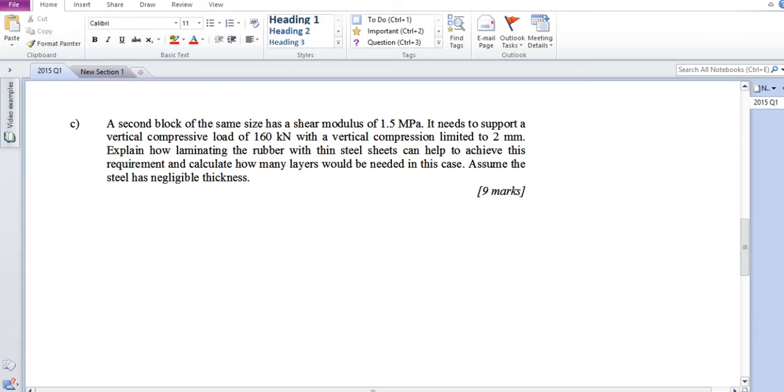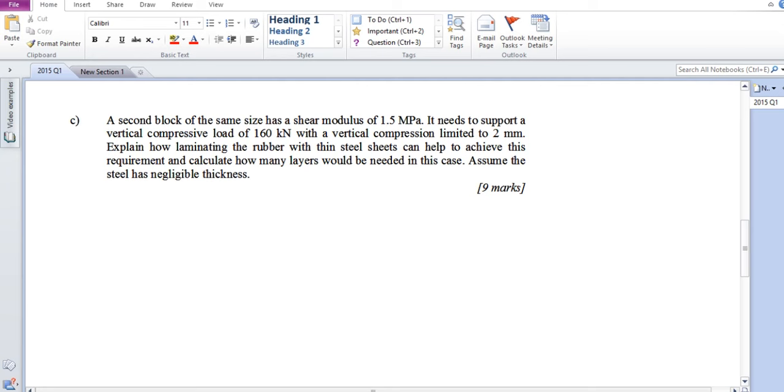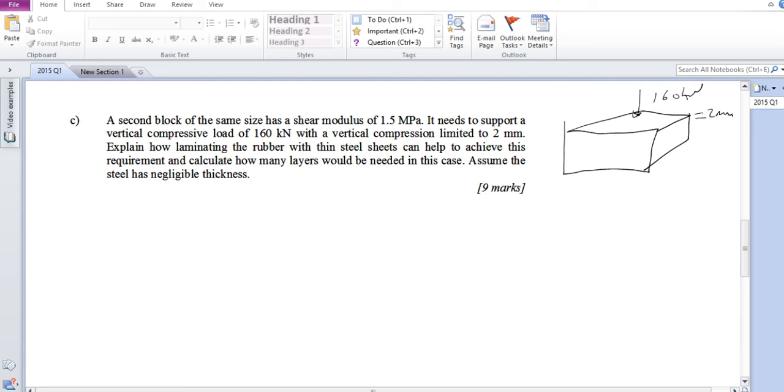The third part is about vertical compression. It says a second block, same size but with a different shear modulus, just in case you hadn't calculated a shear modulus in the first part, so you're not relying on a value from the first part. In this case it's supporting a vertical compression load of 160 kilonewtons, and the limit on the compressive displacement is 2 millimeters. So we have a compressive load of 160 kilonewtons and it needs to compress by no more than 2 millimeters.